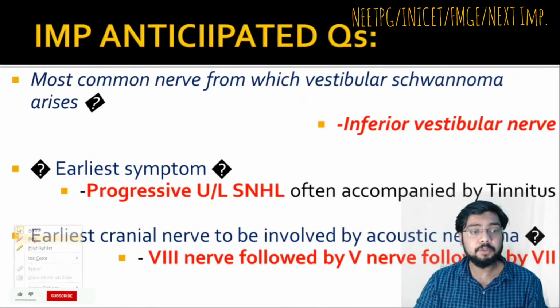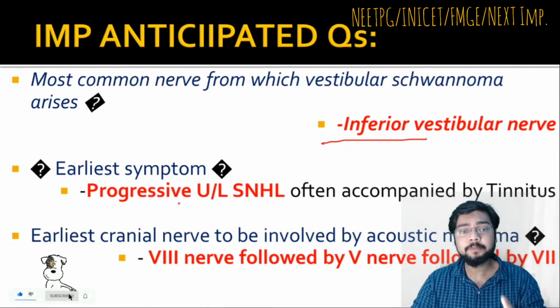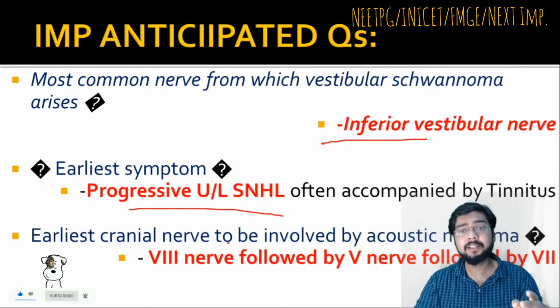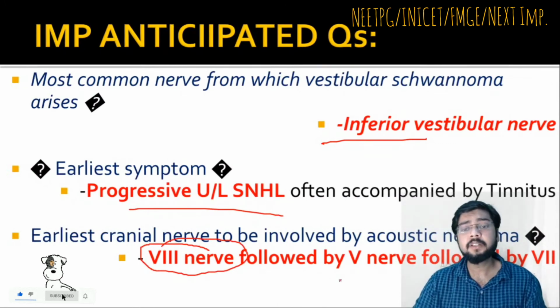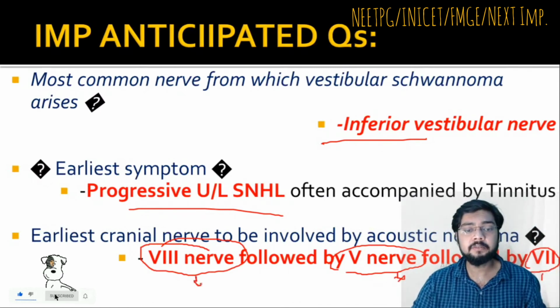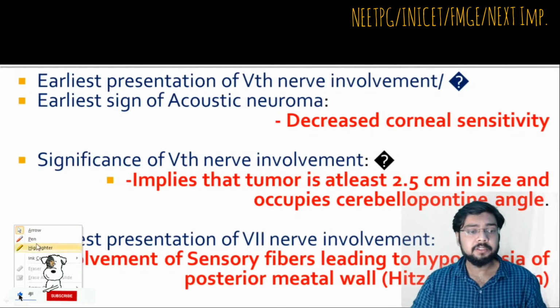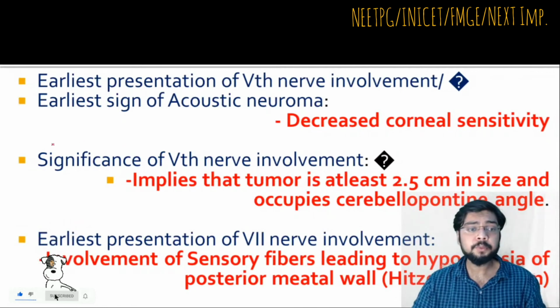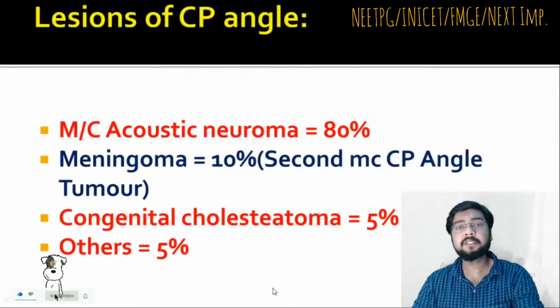Now, finally, summarizing the most common points for vestibular schwannoma for your NEET PG: most common nerve, inferior vestibular nerve. Earliest symptom, progressive unilateral SNHL. Earliest cranial nerve, the sequence is 8th nerve, because it is a tumor of the 8th nerve, vestibulocochlear nerve, followed by 5th nerve and followed by 7th nerve. The 5th nerve will give you reduced corneal sensitivity, the 7th nerve will give you Hitselberger sign, and the 8th nerve will give you progressive unilateral SNHL. Earliest presentation of the 5th nerve, we all know, is reduced corneal sensitivity. And one more important point: if the 5th nerve is involved, that means your tumor is at least 2.5 centimeters in size. Earliest presentation of the 7th nerve is your Hitselberger sign.